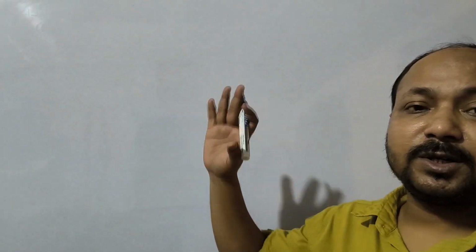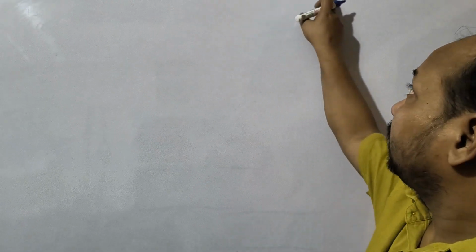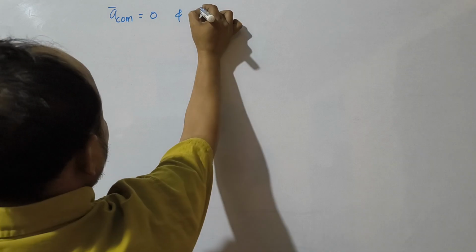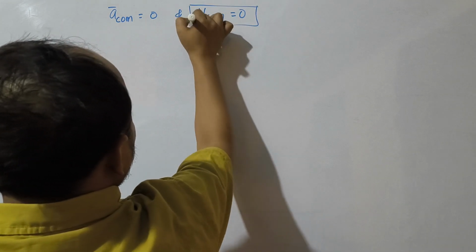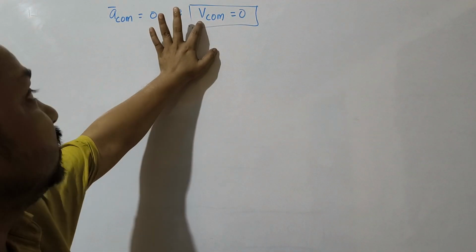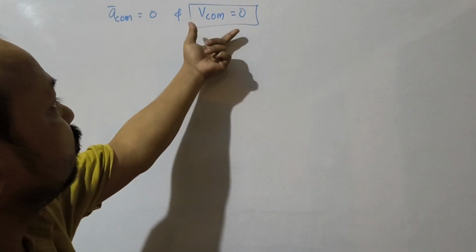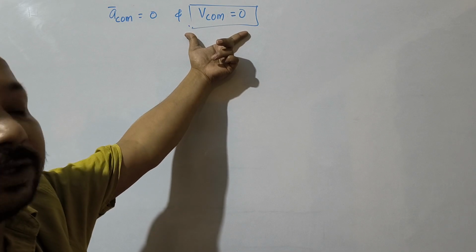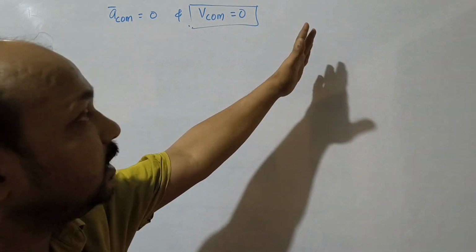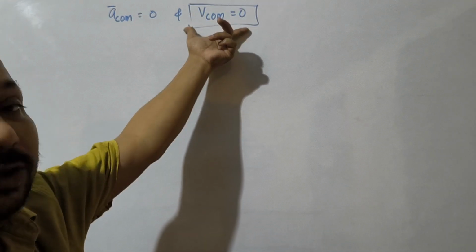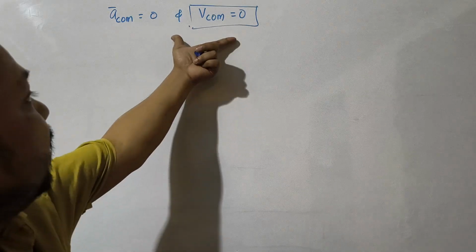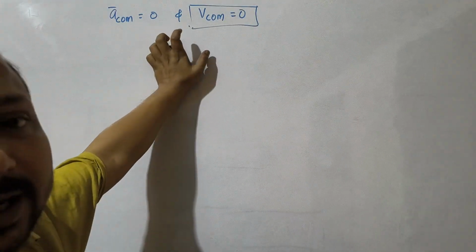If the system is at rest initially and the net force is 0, then the acceleration of the center of mass will be 0, and the velocity of the center of mass will be 0. Why? Velocity of the center of mass remains constant, and since they are initially at rest, it will be 0, and after any time this will remain the same, that is, 0. On the basis of this concept there are many problems that can be solved.